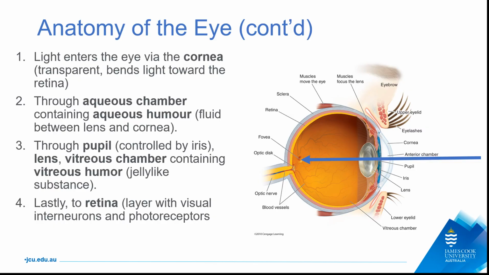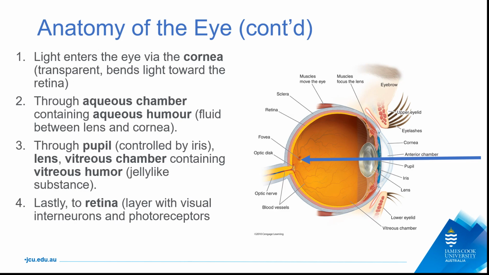And I just want to mention we have this thing called the aqueous chamber and the vitreous chamber. So don't confuse the chamber with the humor. The chamber is just a physical space. The humor is the liquid-like substance. So the aqueous chamber contains the aqueous humor. And then, through the pupil and the lens, we have the vitreous chamber containing the vitreous humor. And the vitreous humor is a jelly-like substance. It's not fluid, it's jelly-like, okay? It's more solid than fluid.